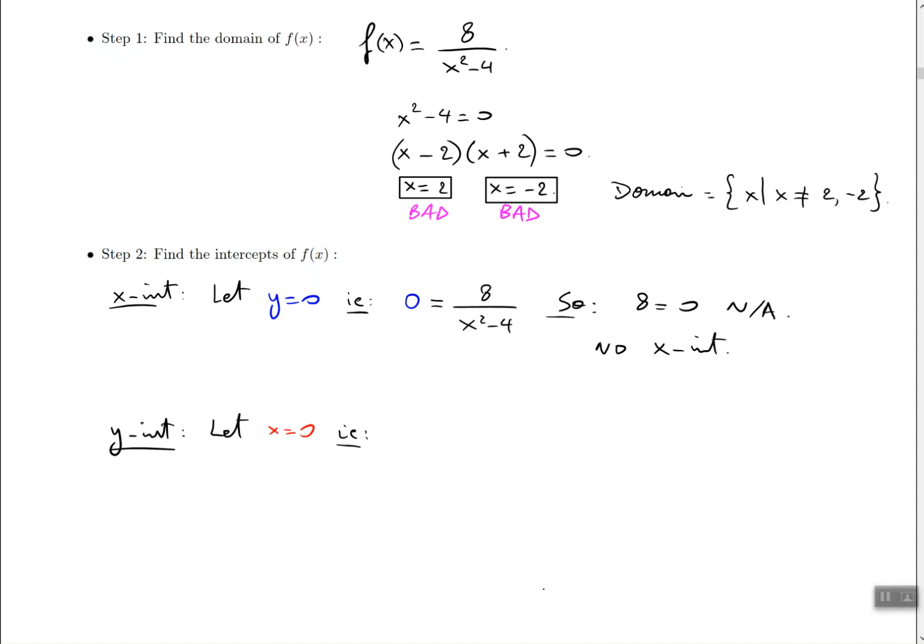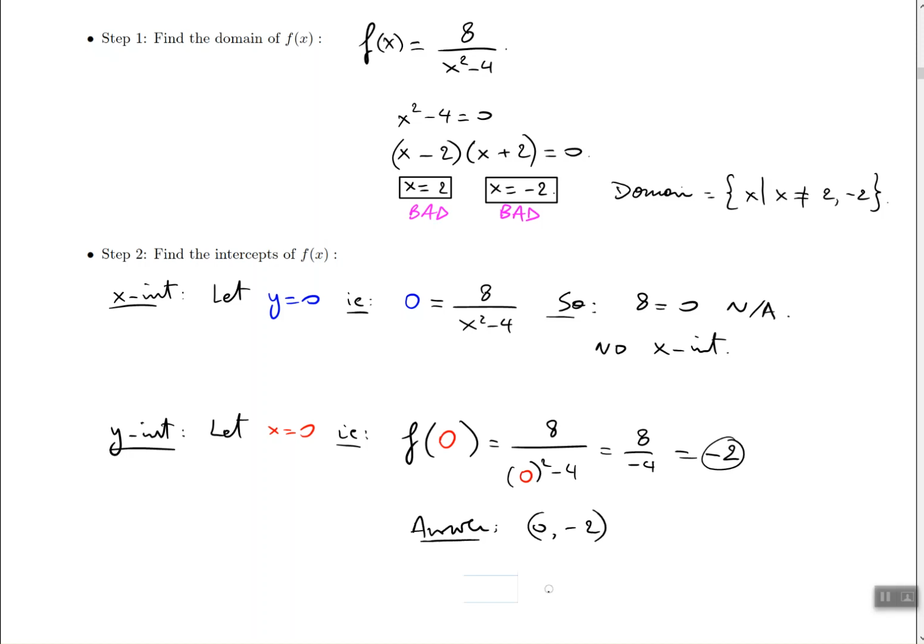For the y-intercept, we're going to let x be equal to 0. So let's go ahead and plug in 0 into the function and see that we get 8 over negative 4, which is negative 2. So the graph of the function crosses the y-axis at 0, comma, negative 2.